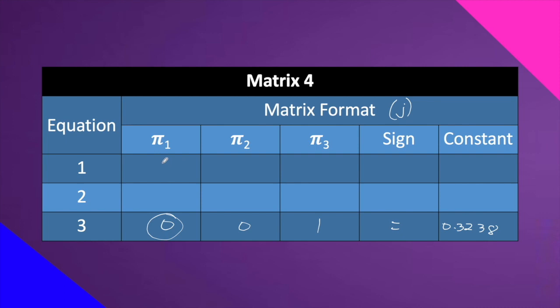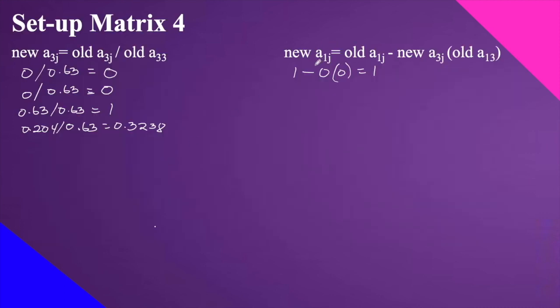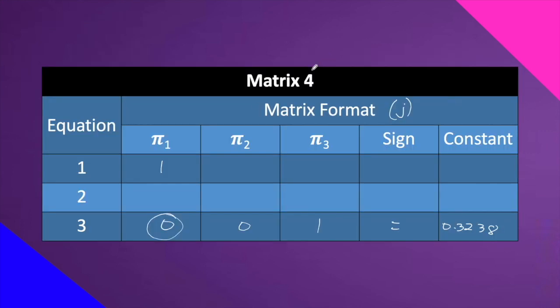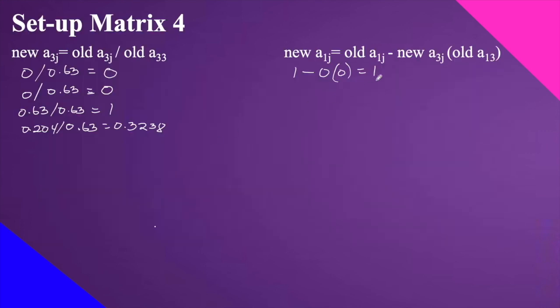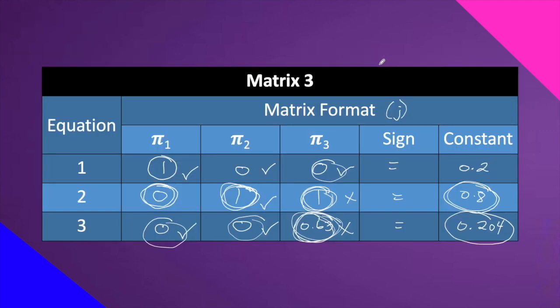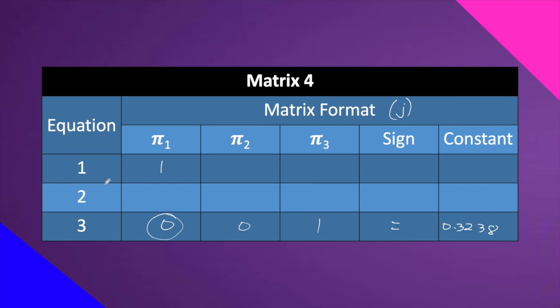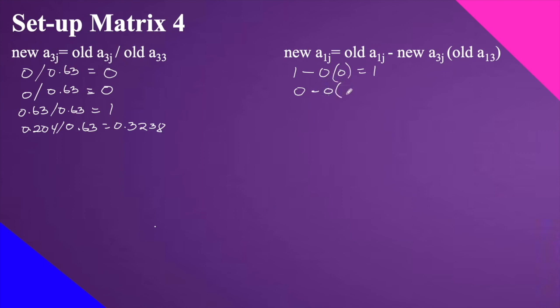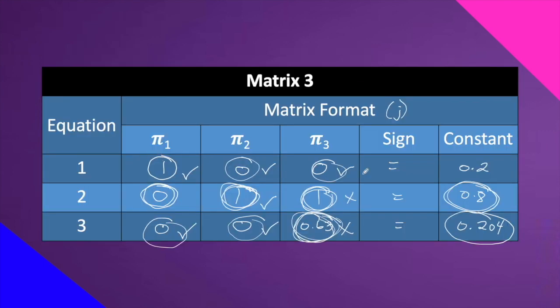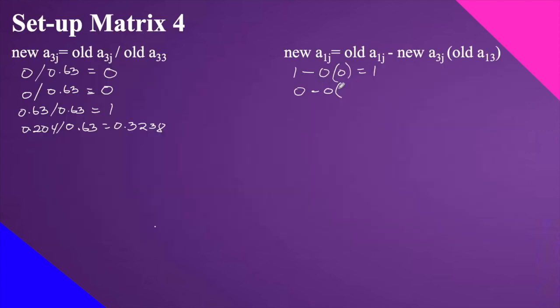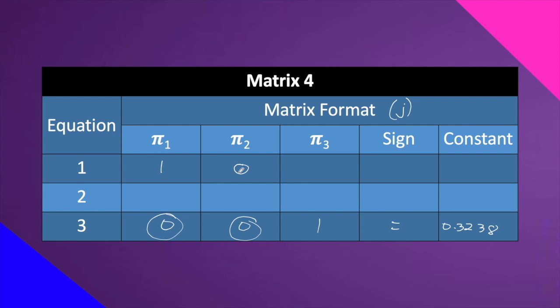So, let's write it here. We have 1 dito. Bakit dito ko siya nilagay? Dahil sabi niya, new A sub 1j. Unang j pa lang naman tayo. So, dito siya. 1. Okay, so next. Old A sub 1j. Second j na po tayo. This is 0. So, 0 minus new A sub 3j, second j na tayo, so 0 siya. Multiply to old A sub 1,3, that is 0. So, 0 minus 0 times 0 is basically 0.